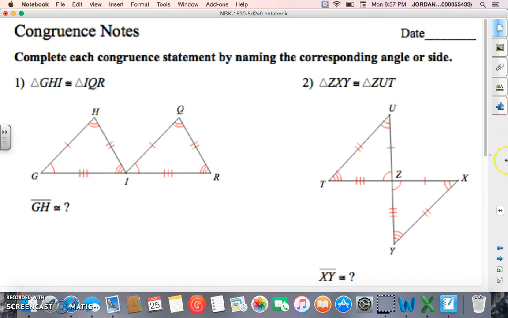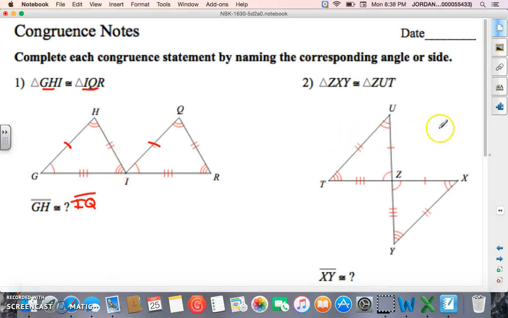So right here, it's first and very simple. We want to know what segment, what line is congruent to GH. So I look and say, oh, well, GH has one line. So which one has one line? Oh, IQ. So I would say IQ. And again, the order matters. I wouldn't want to say QI. I want to say IQ. And you can also look up here and tell GH is the first 2 letters, IQ is the first 2 letters. So that's another way you can do it, is by looking at the congruent statement, or you can do it by looking at the shapes and seeing which sides are congruent.